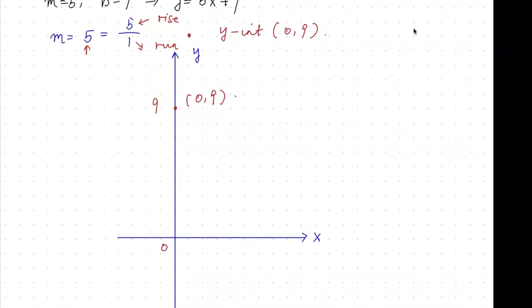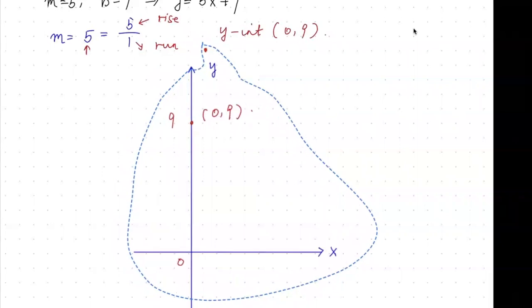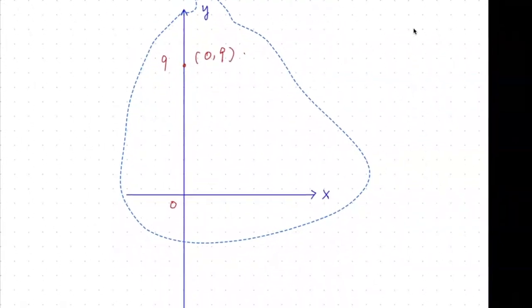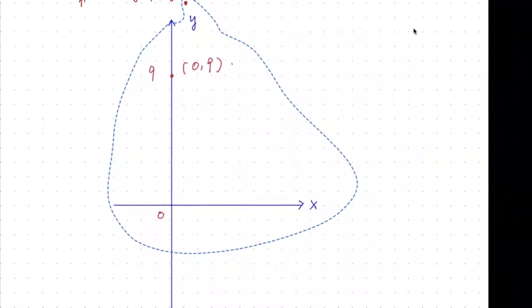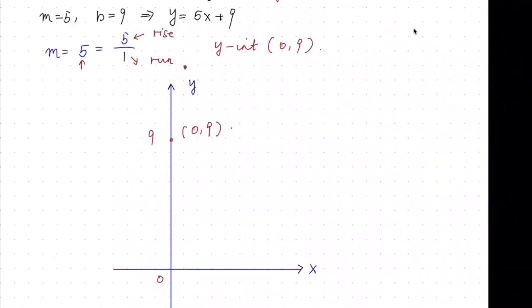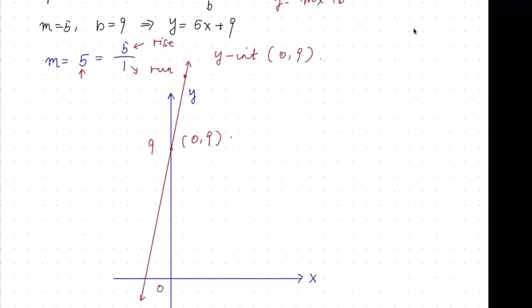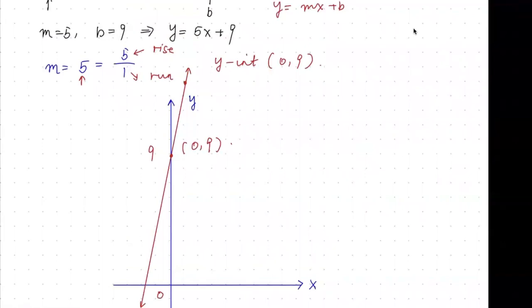Let me try to move this again. This is not a good graph. Okay, I think this is good. So now we have our y-intercept and the point that we found based on the slope. Now we have 2 points, and if we join these 2 points, this will be our straight line. This will be the straight line that we're looking for.